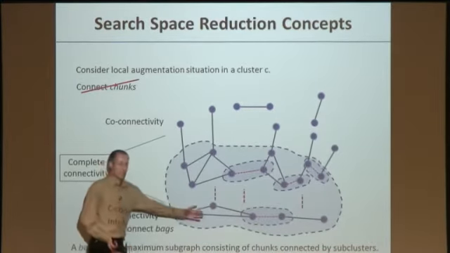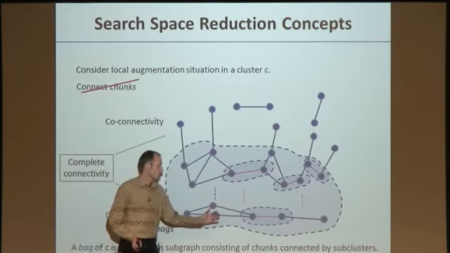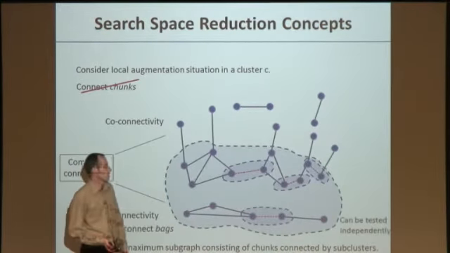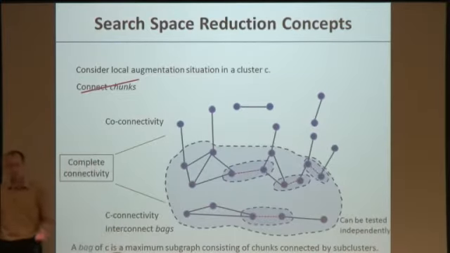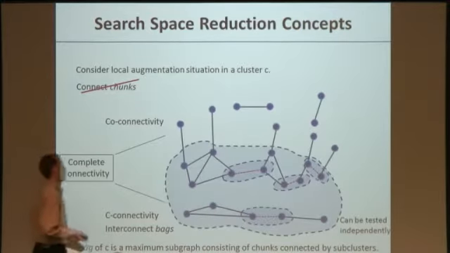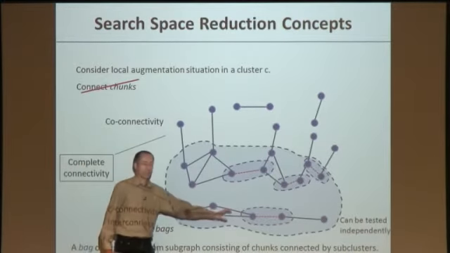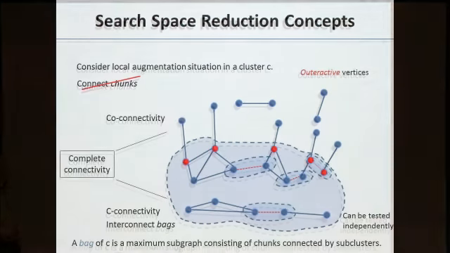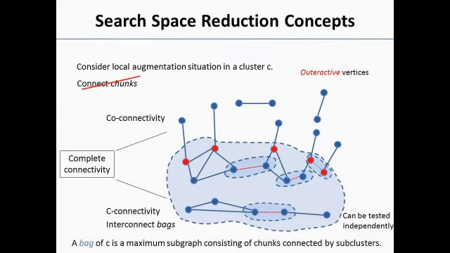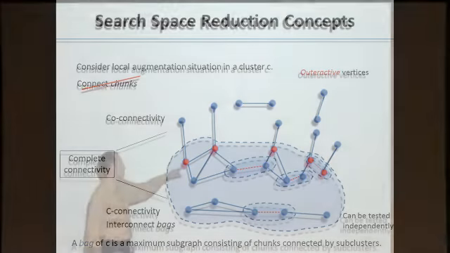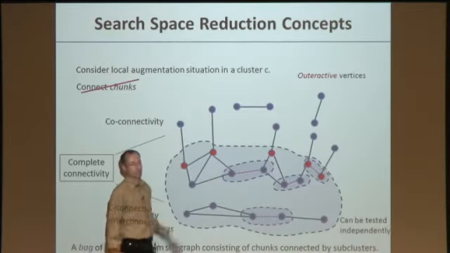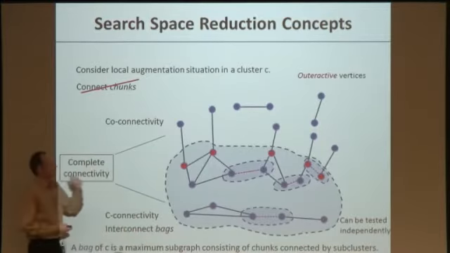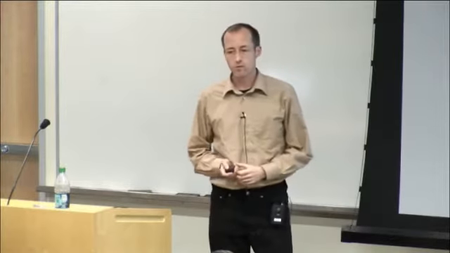So what I can do with this bag that does not have a connection to the complement of the cluster is just test it independently. So in the beginning, what we do is a partitioning of the input graph, removing all of the maximum bags that we have that are not connected to the complement of their containing cluster. And in the remainder, we just focus on the bags that are connected over vertices to the complement of the cluster. In the following, I will call these vertices outer active vertices.